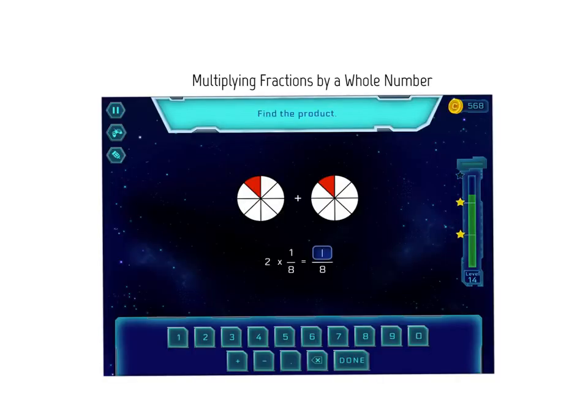All right, so here they want you to find the product or the answer. They want 2 times 1/8. So they showed you a picture of 1/8 twice. 1/8 twice is the same as 2/8, because it's 1/8 plus 1/8, or repeated addition. And when you add those up, remember the denominator stays the same when you add fractions, and you simply add the numerators.